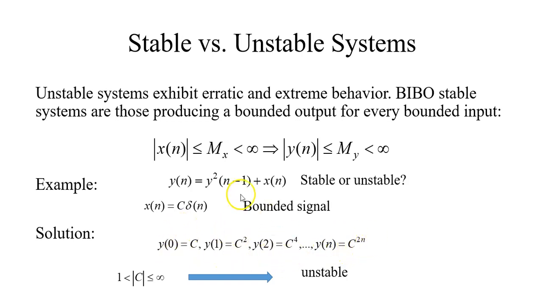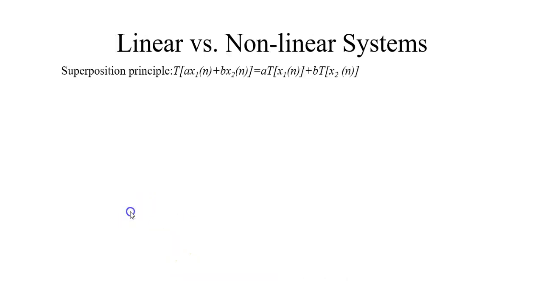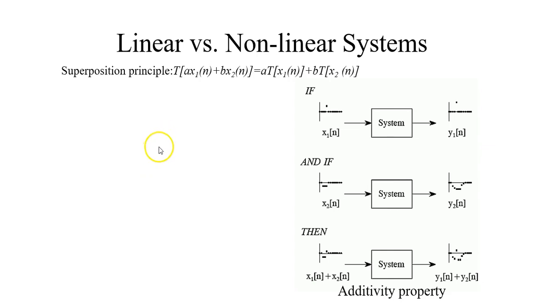This is the output for this system based on a bounded signal input, which means c is up by increasing the system and the power, the system goes to infinity, and if it goes divergent, we have a divergence here to infinity, which means the system is unstable. And we have linear versus non-linear systems.